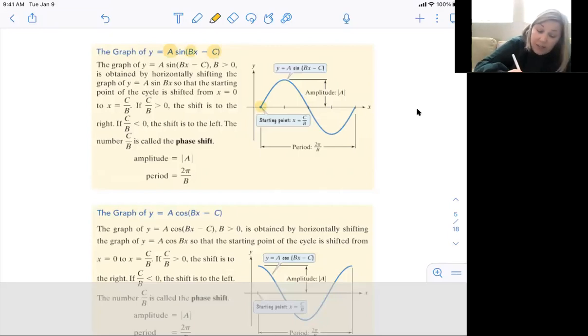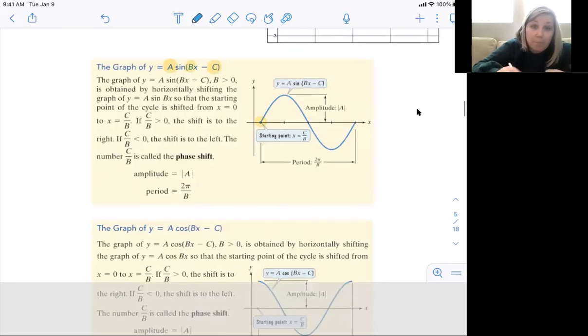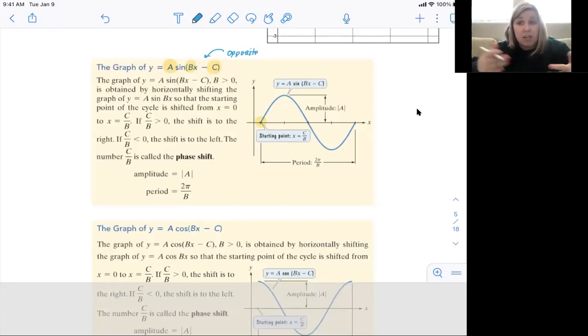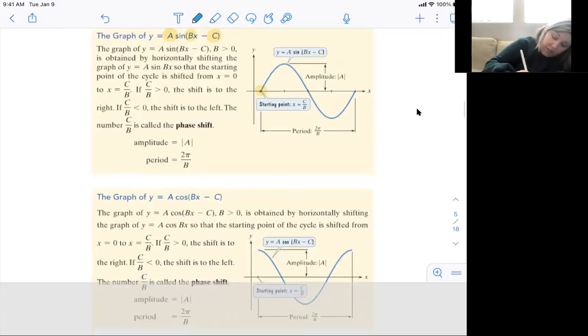Now, notice that in the formula, it is minus C. And remember, that always means that we need to take the opposite of whatever the number is. So if I see minus pi, then C is actually positive pi, okay? So the way that we determine the phase shift, which is your starting point, the phase shift is C divided by B, okay?